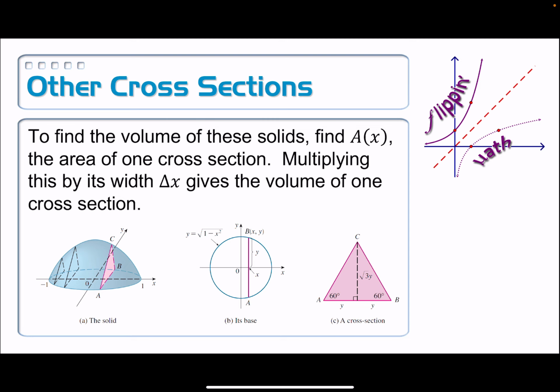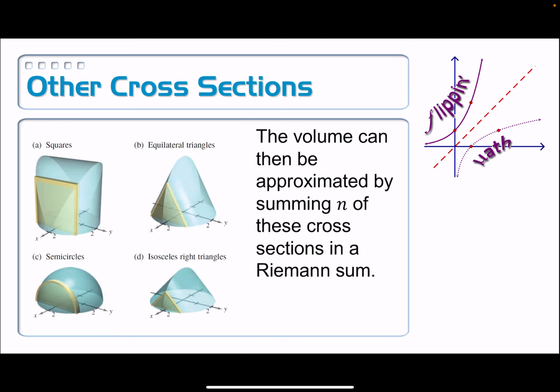We want to add up maybe n of those things. We'll do that with a Riemann sum. So let's take a look here. So we have the summation from i equals 1 to n. This is the area of one of the cross-sectional pieces multiplied times its width. It is a Riemann sum because you get a function multiplied times the width.